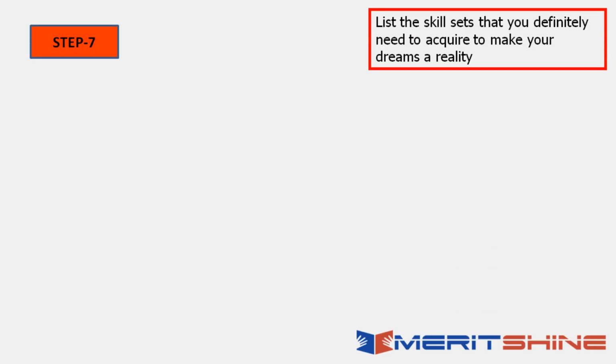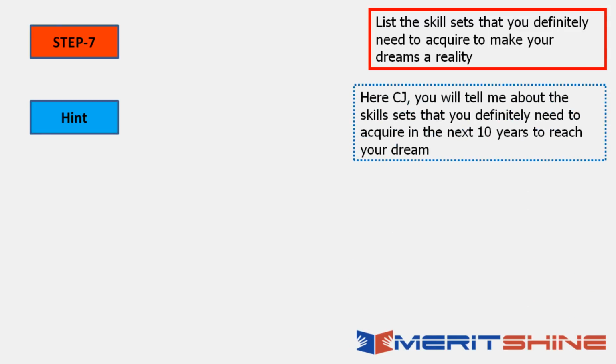Okay, now to step 7. CJ, list the skills that you definitely require to acquire to make your dreams a reality. My hint here would be you will tell me about the skill sets that you definitely need to acquire in the next 10 years to reach your dream. So you can make a skill gap kind of thing here.